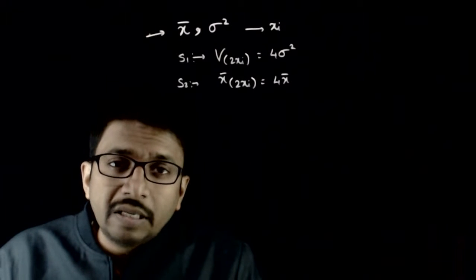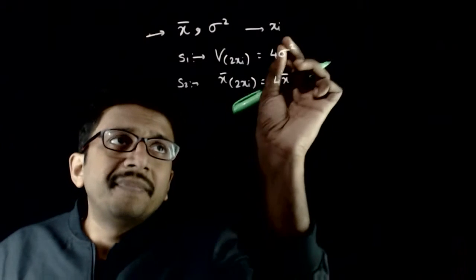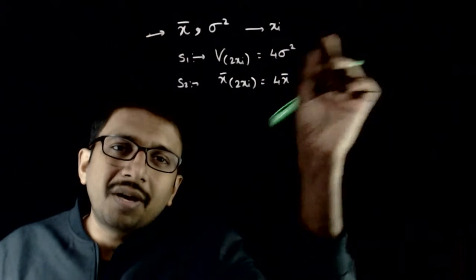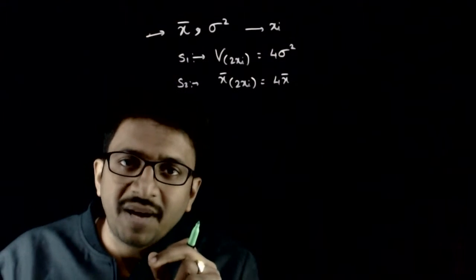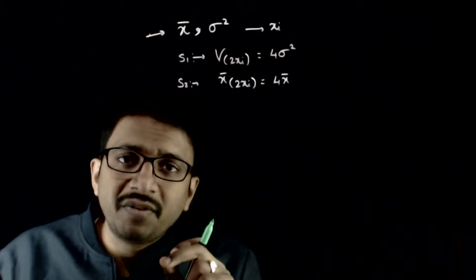So welcome students. In this question, given that x1, x2, x3 and so on up to xn are observations, and the mean of those observations is x bar, and the variance of those observations is sigma square.